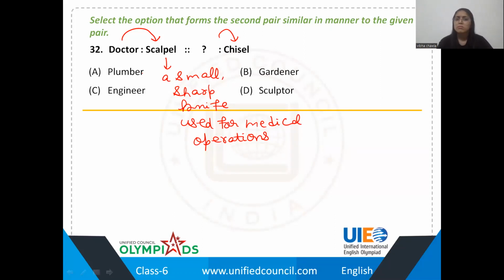So, does a plumber use that? No. Gardener? No. Engineer? No. Sculptor. Sculptor is a person who makes sculptures. So, this is the right pick. Sculptor is the person who uses chisel. Option D.